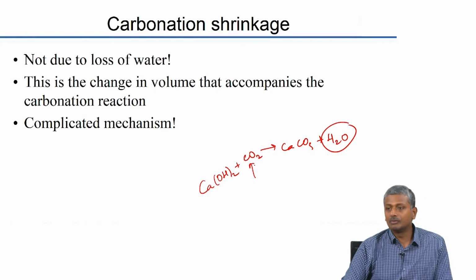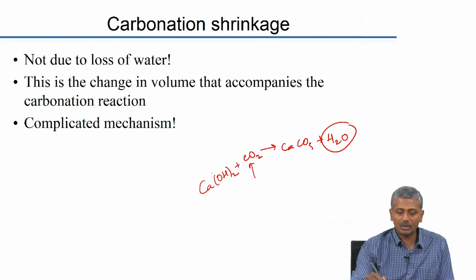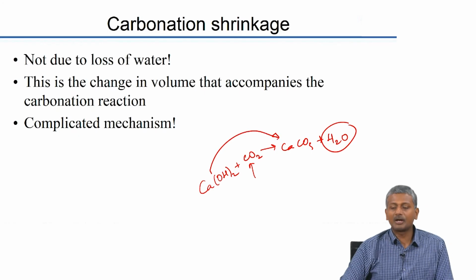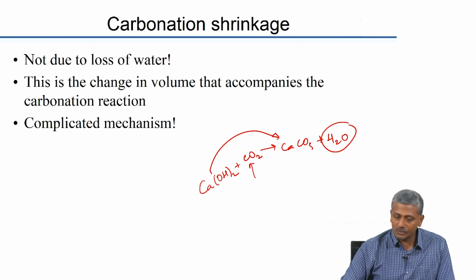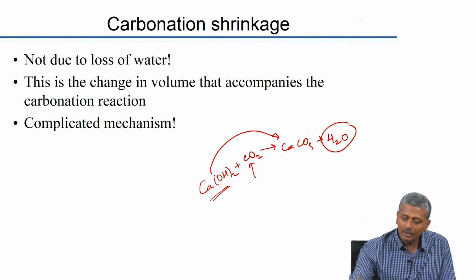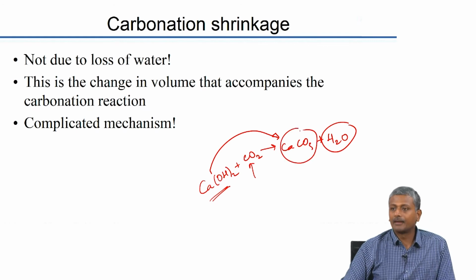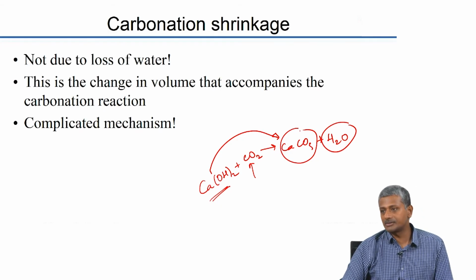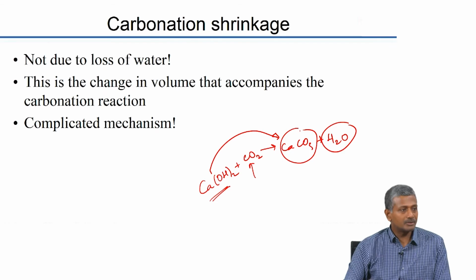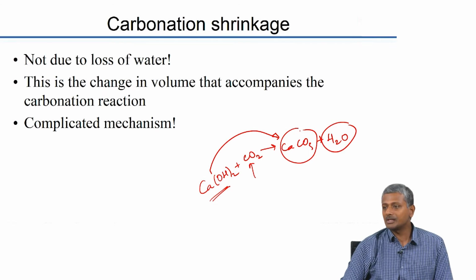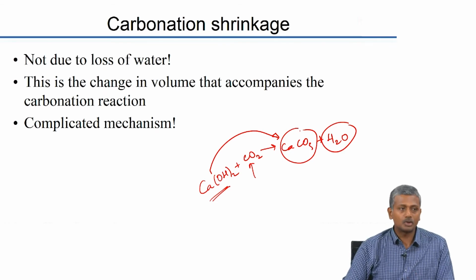So, this reaction is associated with a volume change. When you convert lime to calcium carbonate, there is a volume reduction, which is basically your carbonation shrinkage. In other words, you are forming a denser product. For the same mass, you are occupying a lesser volume. The mechanism is rather complicated as far as shrinkage is concerned, but we will try to treat it in conjunction with the study of concrete carbonation in the durability chapter.